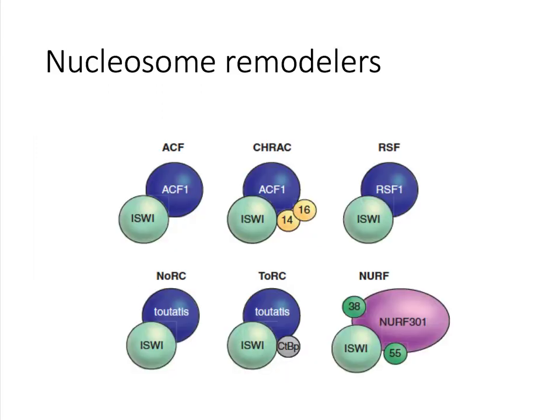Given the various different activities nucleosome remodelers can have, it is no surprise that they participate in a variety of protein complexes. This is illustrated here for the ATPase ISWI. ISWI participates in at least 6 different chromatin remodeling complexes, each with slightly different function and potentially different genomic targets.